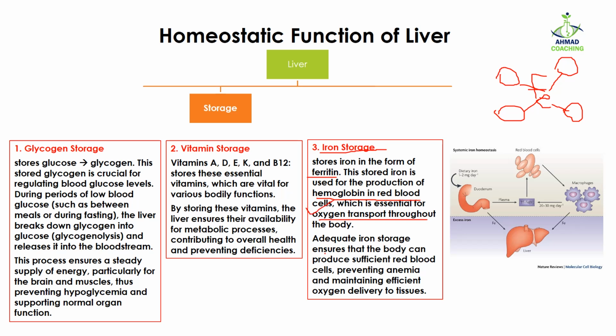Adequate iron storage ensures that the body can produce sufficient red blood cells, preventing anemia. Anemia is a condition in which the body has less amount of red blood cells. To prevent the anemia and maintain efficient oxygen delivery to the tissues.